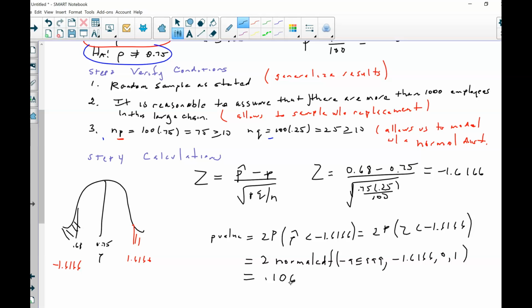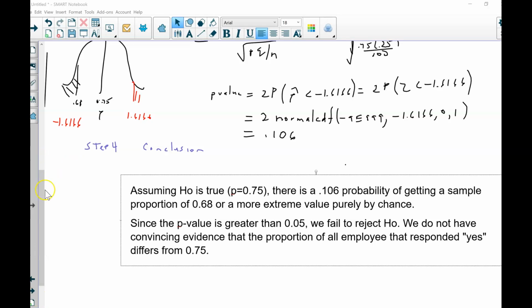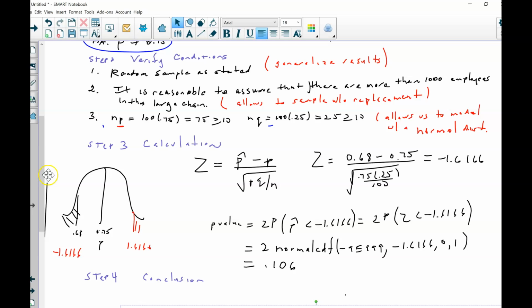So it's a pretty large p-value. So we're up to the final step about stating the conclusion. So this is actually step 4. This one was meant to be step 3.